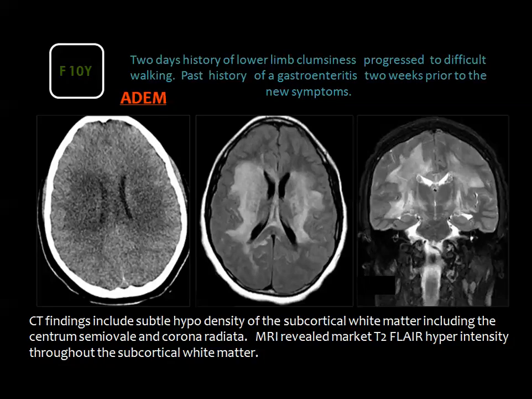And this is a child, 10 years old. She has a 2 days history of lower limb clumsiness, and progressed to difficult walking with a history 2 weeks ago of gastroenteritis. Then she developed these symptoms and these MRI abnormalities. The CT scan showed bilateral parietal hypodense areas with little mass effect on the ventricles.